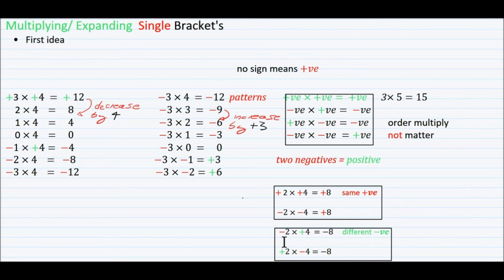If the signs are different, for example minus 2 times plus 4, you get a negative. Or plus 2 times minus 4, you get minus 8. Negative. So if the signs are the same, it's positive. If signs are different, then the result is negative.